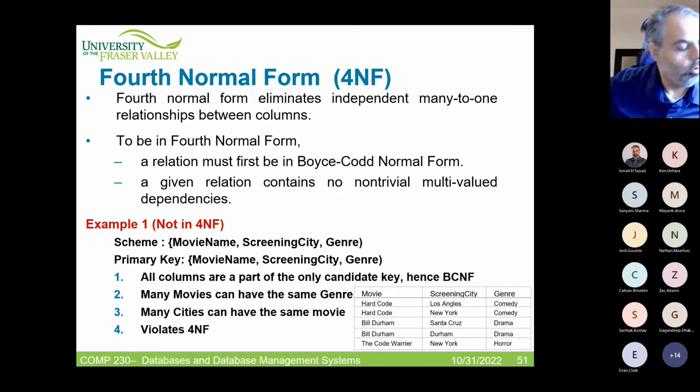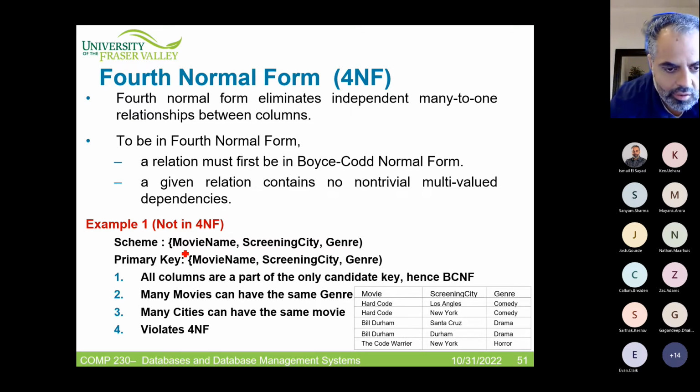Some people consider it to be third normalization, but most of the references say we should consider it as BCNF because BCNF is more restricted. To go to the fourth, we should first be considered as BCNF. And a relation giving no non-trivial multi-value dependency, what does it mean? Let's take an example.